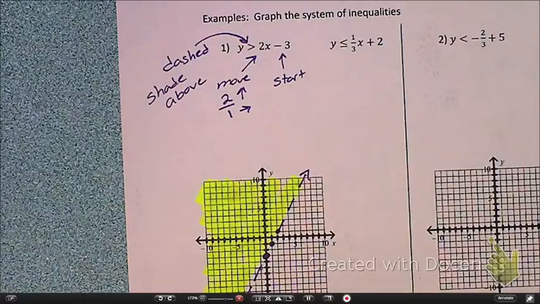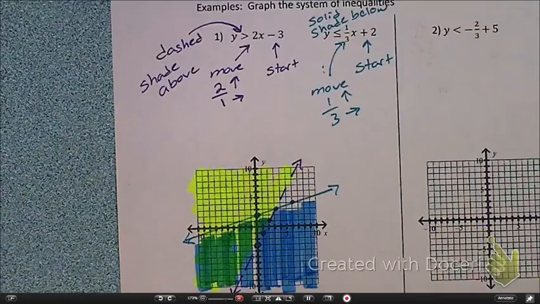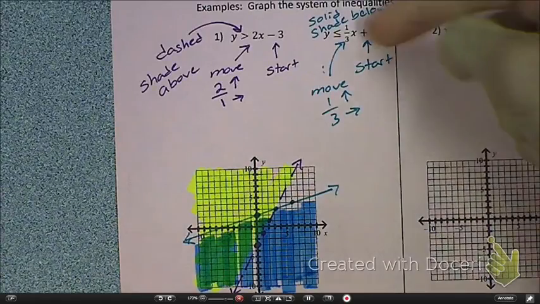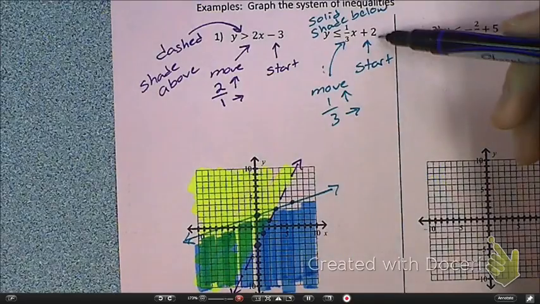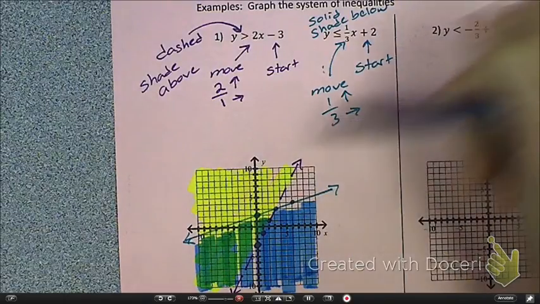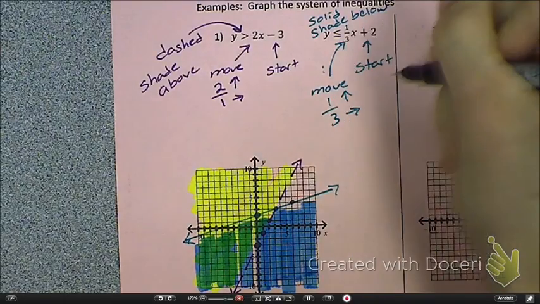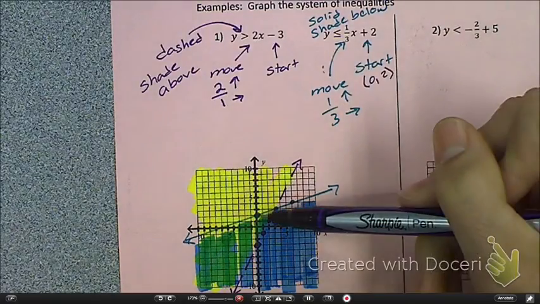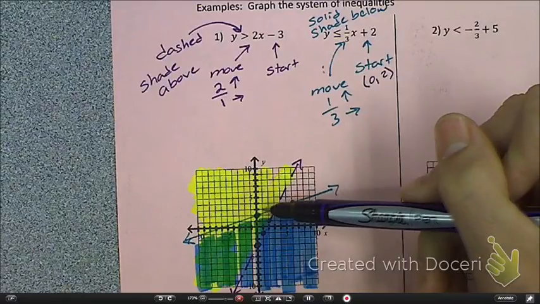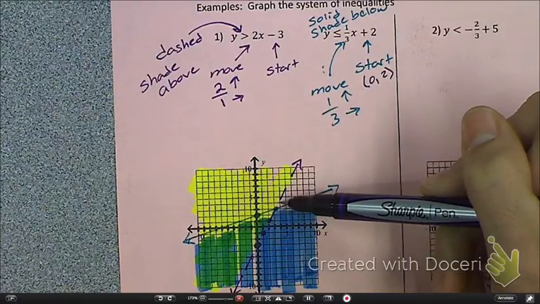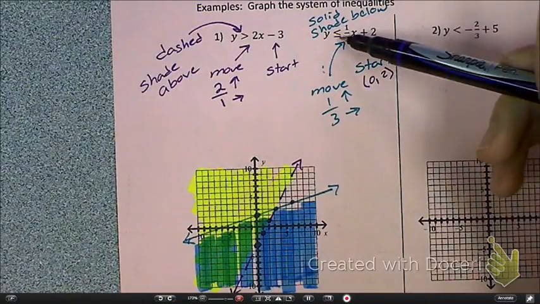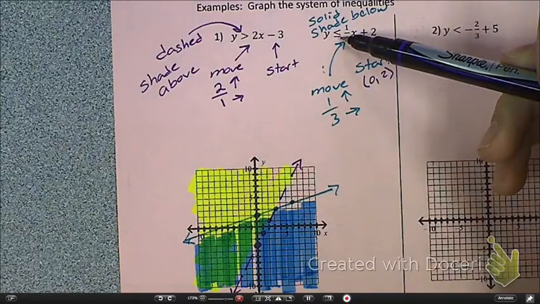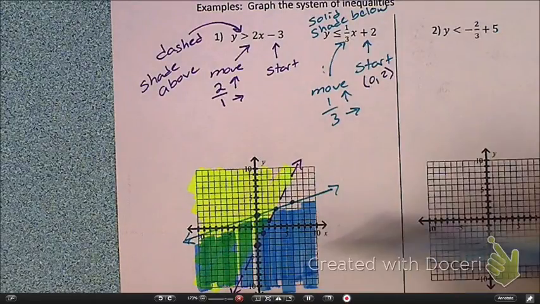Now you try to graph the next one on this same picture. So you would start at 2, 0, 0, 2. Which is here. You will move up 1 to the right 3, up 1 to the right 3. There's a line under the symbol which means it is solid. Less than means shade below.